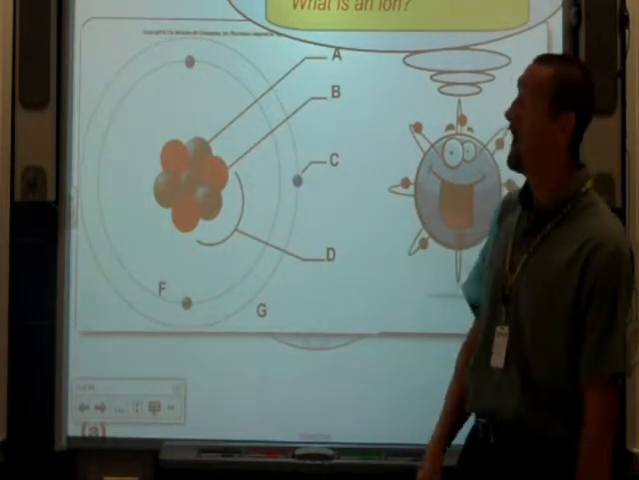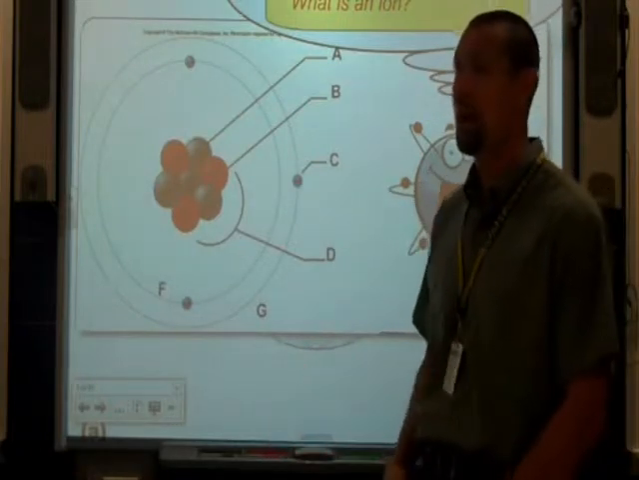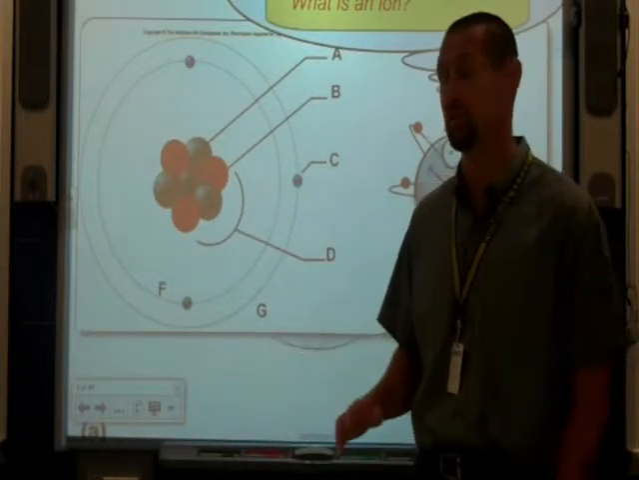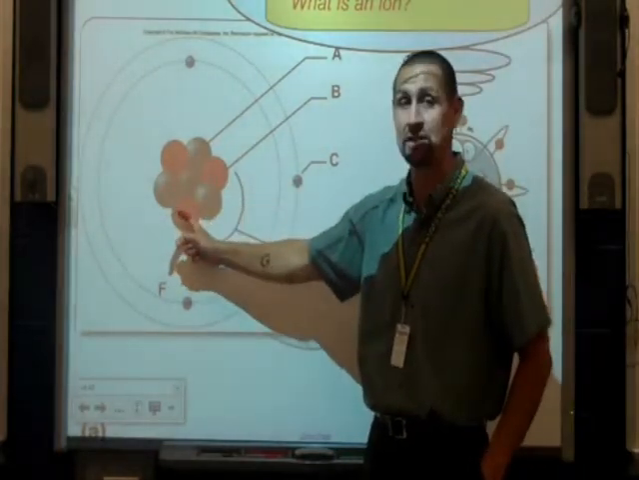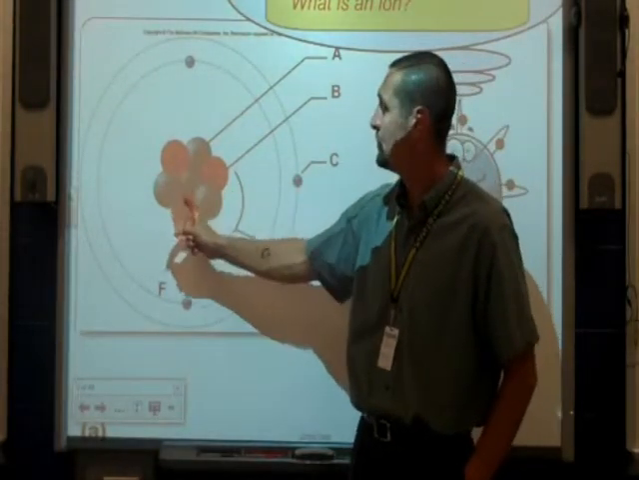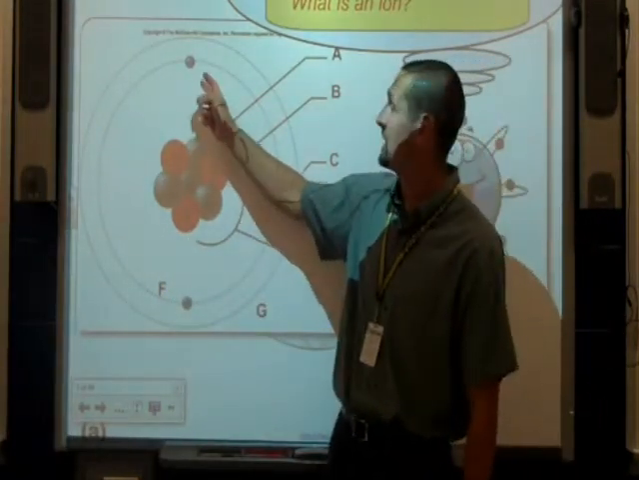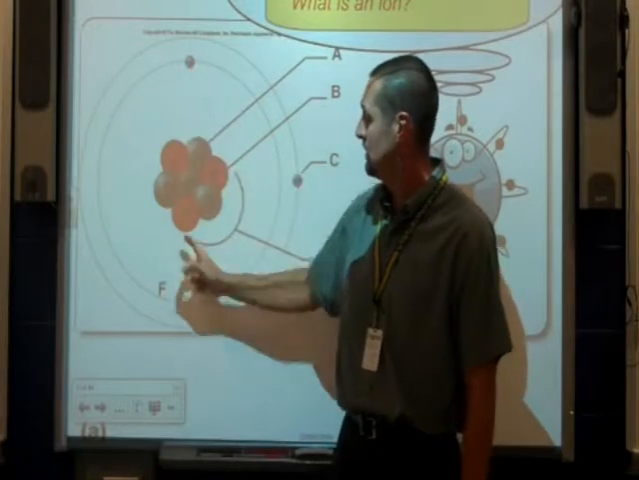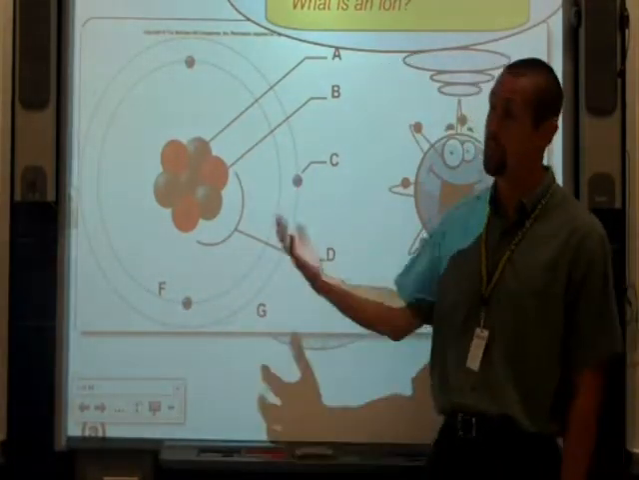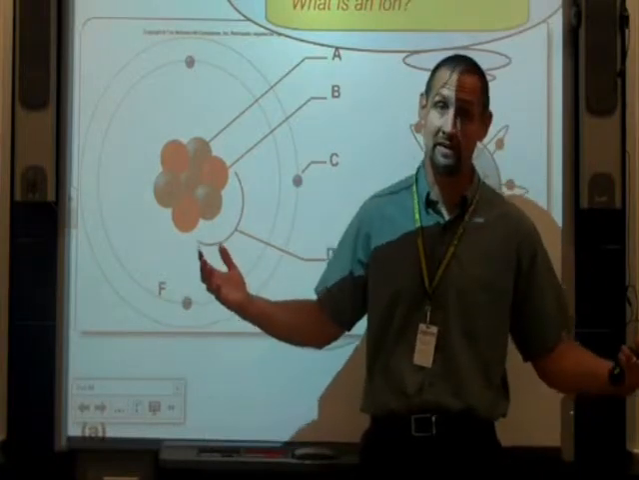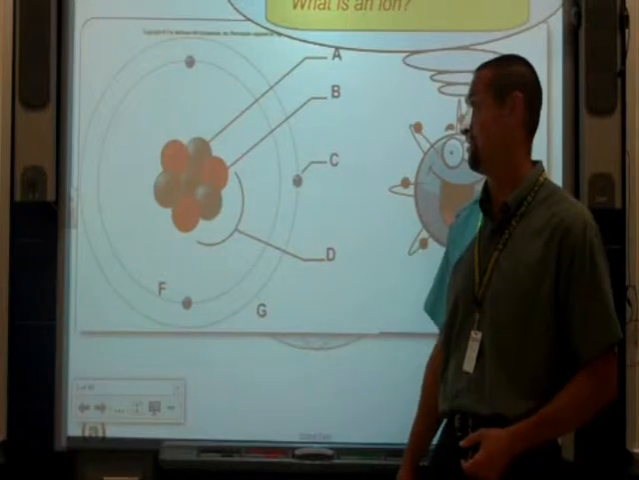So what makes it an ion? And why are most atoms neutral? Why is it that most atoms don't even have a charge? Well, notice closely the protons in the nucleus. 1, 2, 3 positive charges. Notice the negatively charged electrons surrounding the nucleus. 1, 2, 3 negative charges. So 3 positives and 3 negatives together make a neutral atom.